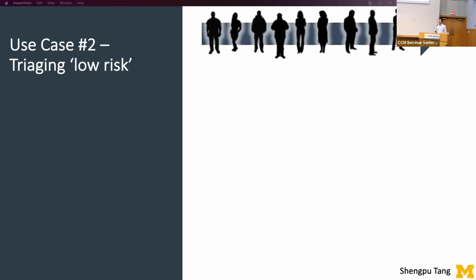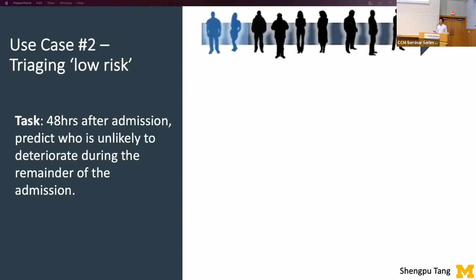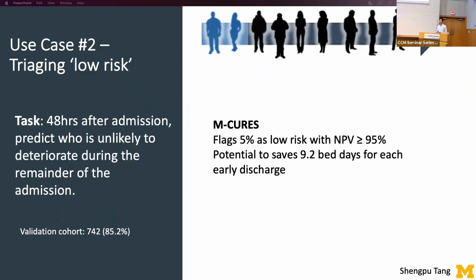We also consider a secondary use case, which is triaging the low-risk patients who are unlikely to deteriorate during the remainder of their stay after being in the hospital for 48 hours. And on this task, the MCURES model was able to flag the 5% of the lowest risk patients with a negative predictive value of 95%. So without making too many errors. And for each of those flagged patients, we have the potential to save 9.2 bed days if those patients were discharged early instead of having them stay in the hospital.